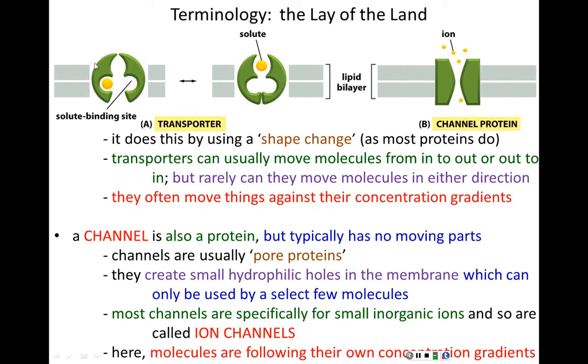Transporter proteins, on the other hand, have moving parts. You can see how this transporter protein started closed here at the top region and open in the bottom. In comes a molecule into the open side. The binding of that molecule causes a shape change.